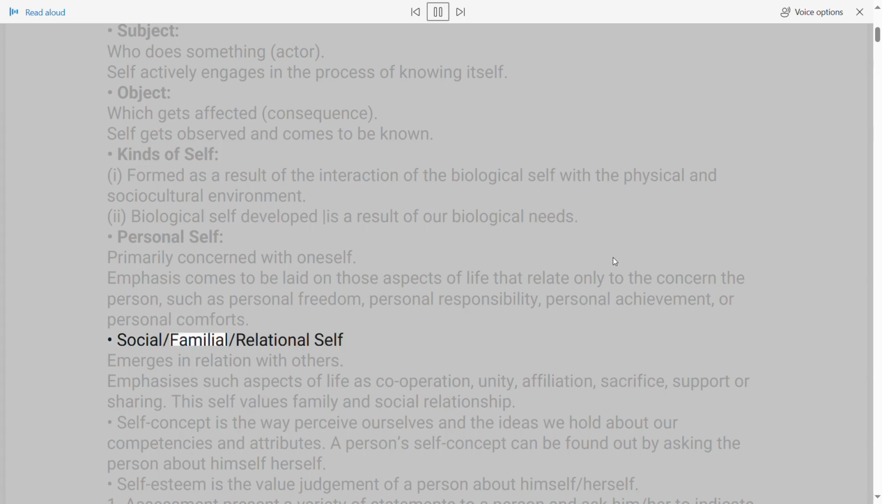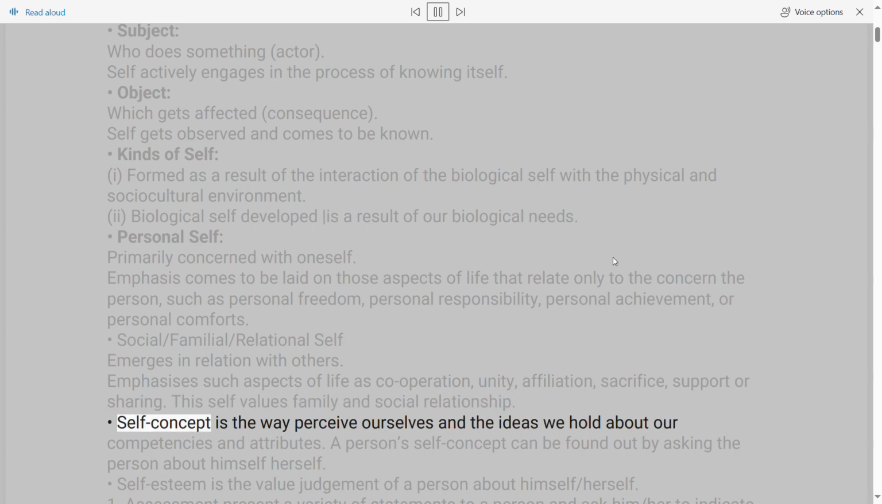Social, familial or relational self emerges in relation with others. It emphasizes such aspects of life as cooperation, unity, affiliation, sacrifice, support or sharing. This self values family and social relationships.